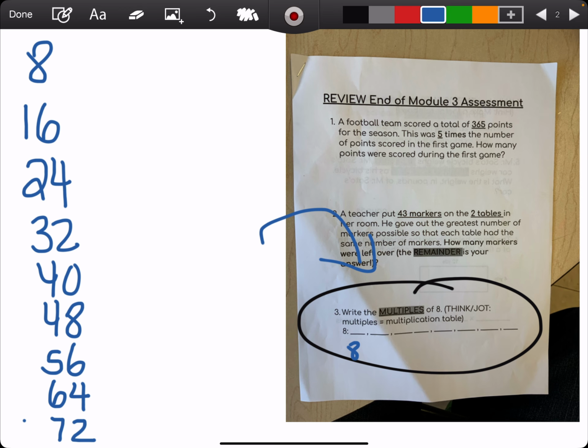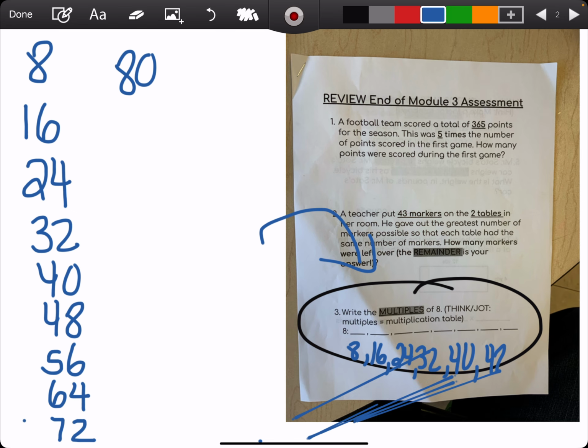So let me see, 8, 16, 24, 32, 40, 48, 56, 64, 72, 80. So we'll go 80 up top. My singing is horrendous. 8, 16, 24, 32, 40, 48, 56, and I think 64.